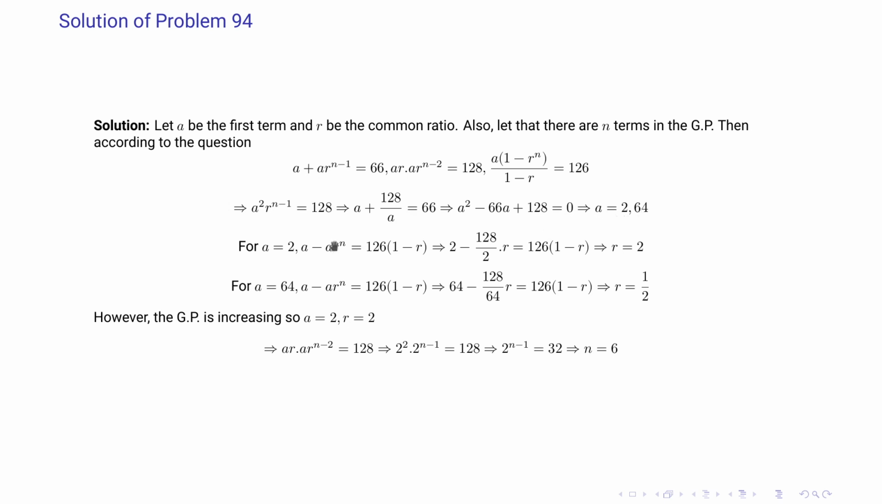Now if A is 2, then A minus AR to the power n is equal to 126 into 1 minus R from here. Now again we substitute AR to the power n minus 1 is equal to 128 by A, which is 128 by 2. Now 1 R will remain here. So we get R is equal to 2. We follow the same principle for 64, and we get R is equal to half. So our GP is increasing, which is given. So A will be 2 and R will be 2. R cannot be half because the GP is increasing. So once we have A and R, we can find out n to be 6.